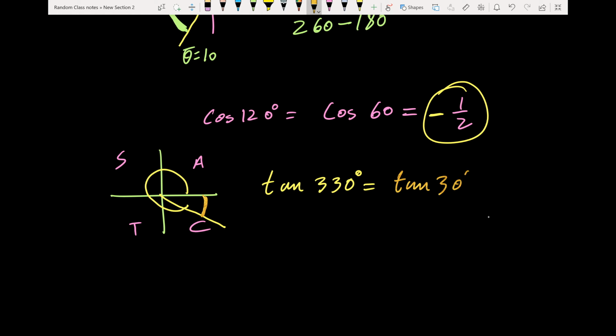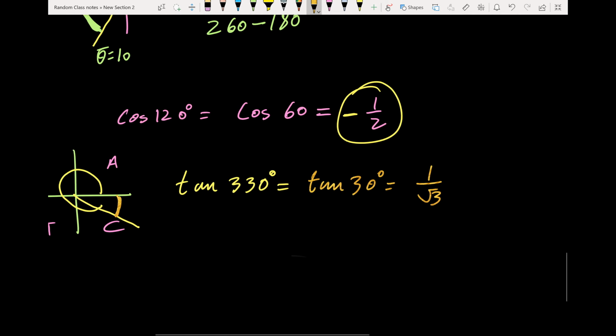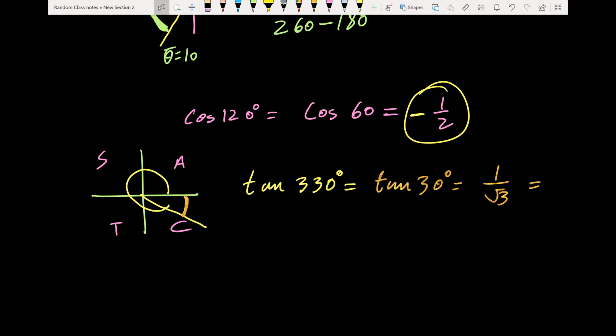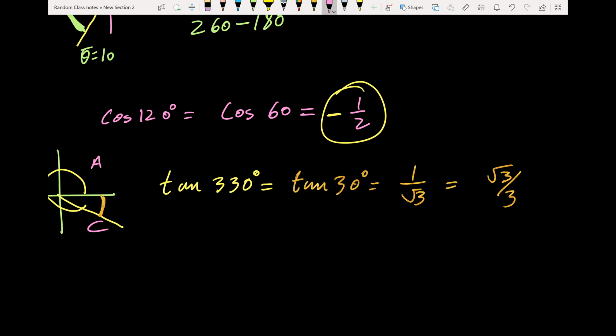Tangent of 30 degrees. And what is tangent of 30 degrees? 1 over square root of 3, or you could have written it as root 3 over 3. Do I care? No, I don't care. Now, are we done yet? Is tangent negative or positive in the fourth quadrant? Negative. Done. Whew, that was easy, right guys?